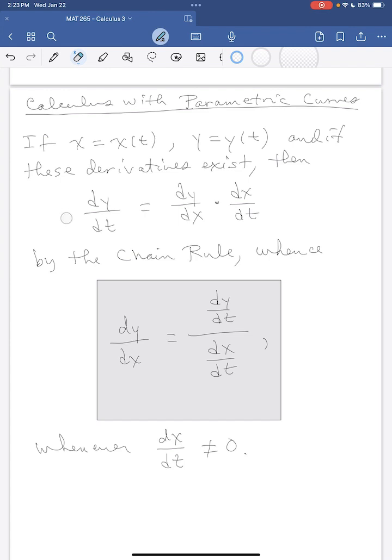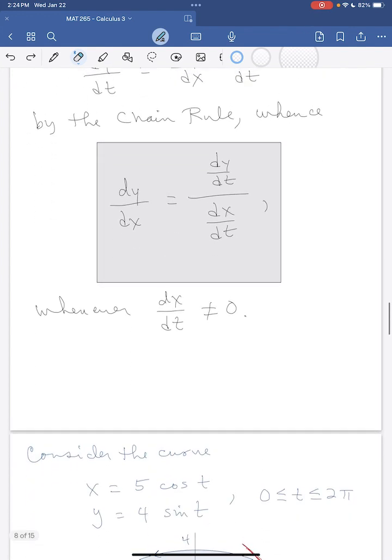So if we look at dy/dt, then by the chain rule, that's the same as dy/dx times dx/dt. And in order to be able to work problems where we compute the equation of a tangent line, we'll need to be able to solve for dy/dx. So doing that leads us to the formula that we see in the box down here. Assuming that all of these derivatives exist, and also that dx/dt is not zero, then we can get dy/dx using this formula.